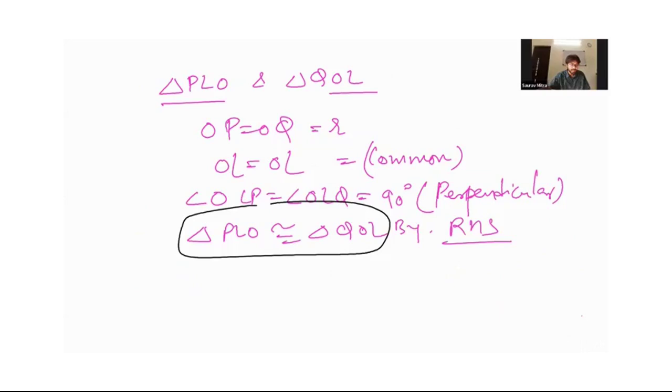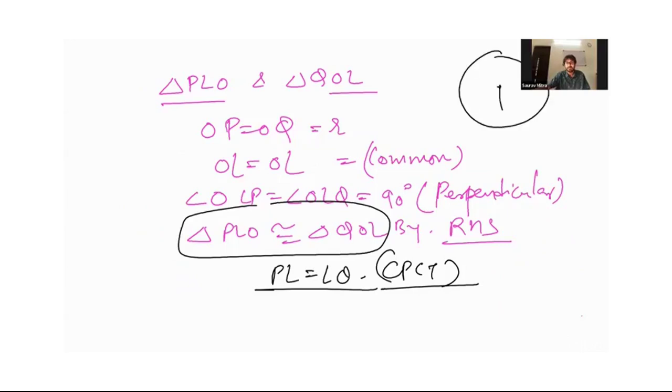So the rest of the part that was left, PL and LQ, are equal because of CPCT. So that proves that any line joining the center to the chord, perpendicular, precisely perpendicular, will bisect the chord. Okay, so this is your theorem. So let's do one numerical based on this theorem.